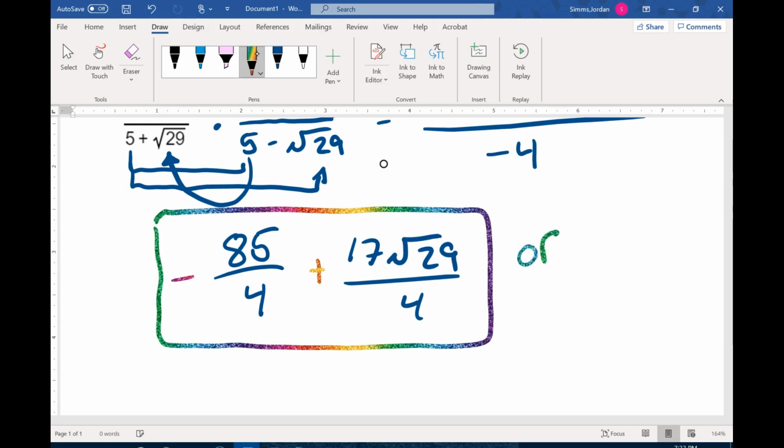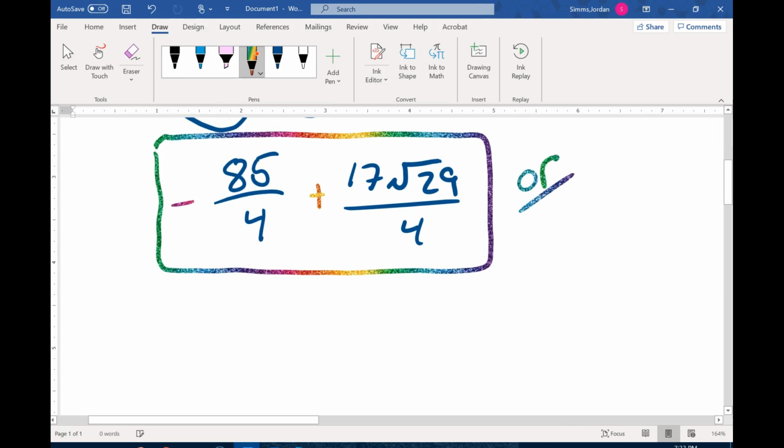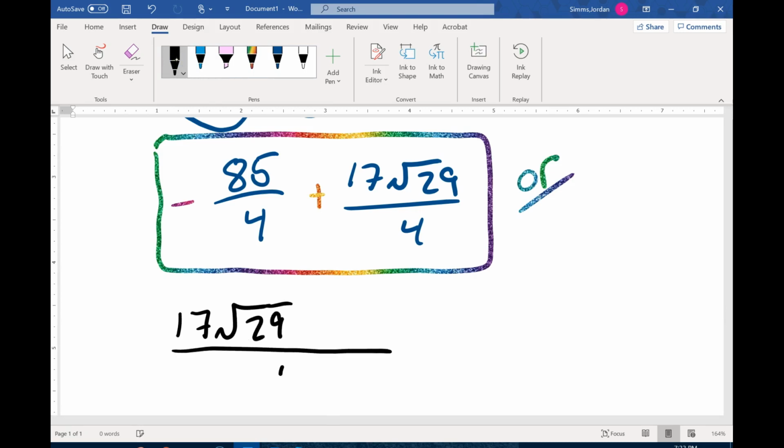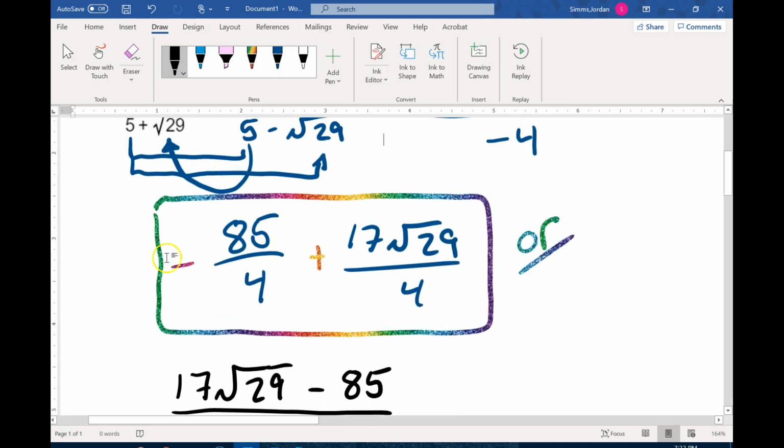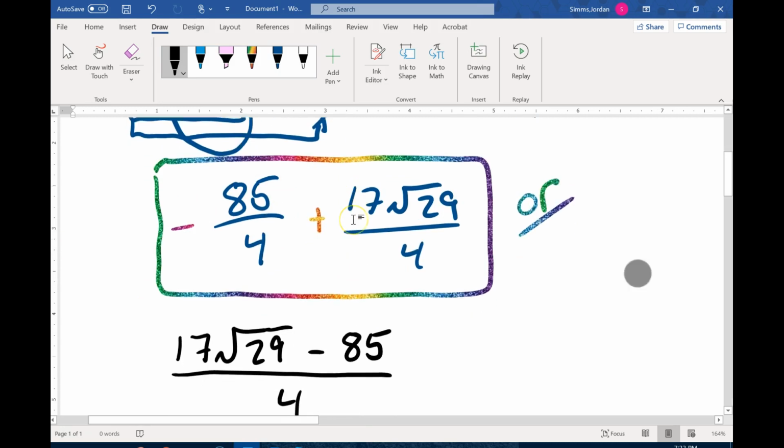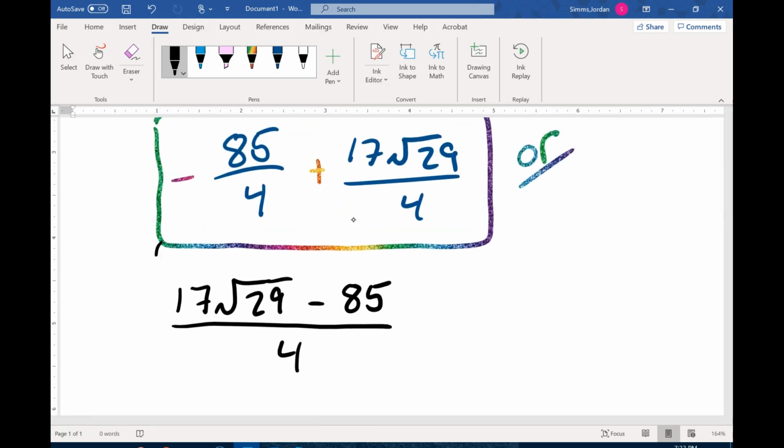Another way to write this, probably the easier way, is just to write the positive term first, right? So let's do that. We could say this is going to be 17 root 29 over 4, well, the whole thing over 4, minus 85, right? So again, it's the same value, same number, I'm just representing it in a different way. Here I just put this back together. The real reason why I split it was because it helps me figure out what's going on with the negatives here, which can be tricky for sure. So this is also a correct way to state that answer as well.